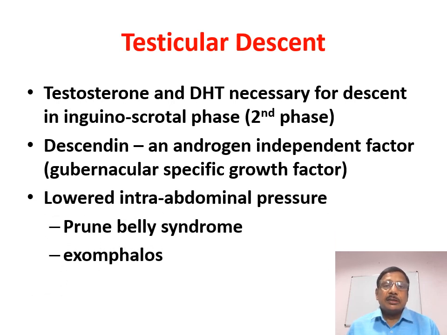Then if the baby has lowered intra-abdominal pressure, what will happen? There will be no pressure from above. So the baby is more prone to having undescended testes. Like a patient having prune belly syndrome or exomphalos, where there is a low intra-abdominal pressure, the baby is most likely to have the anomaly of undescended testes. But if the integrity of the abdominal wall is maintained, then the incidence becomes low.